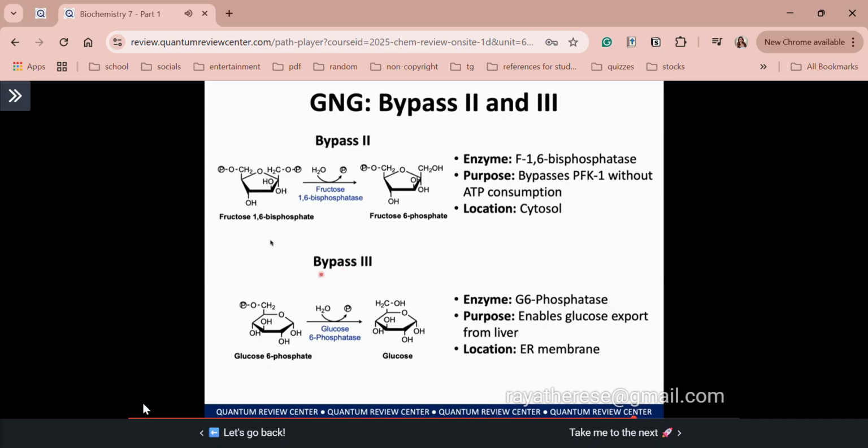Okay? So class, again, bypass 3 is actually not necessary sometimes. Right, in our glycolytic pathway discussion, the first reaction, the hexokinase reaction, is just to trap your glucose inside the cell. So when glucose does not need to leave, of course, it will be retained as glucose 6-phosphate. That's why sometimes your bypass 3 is not necessary.